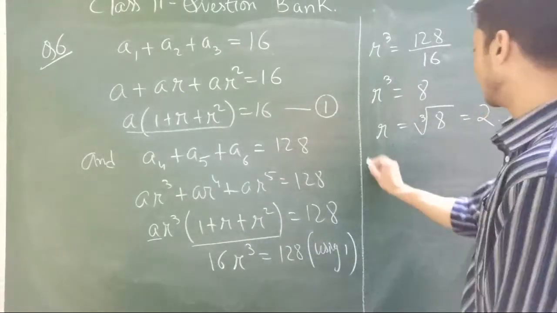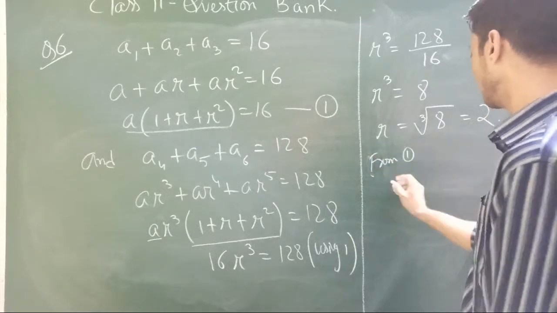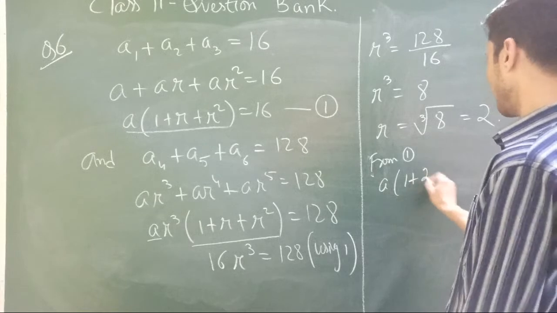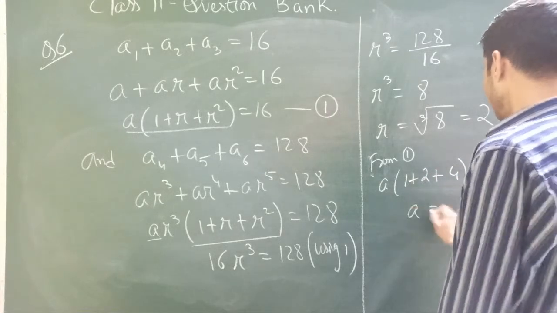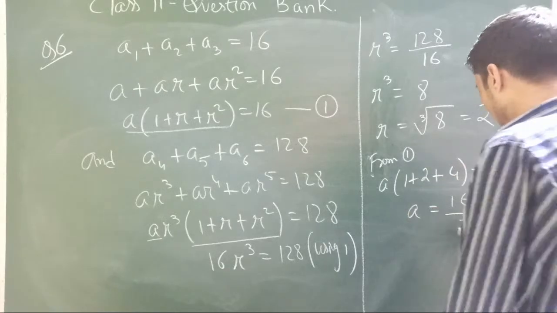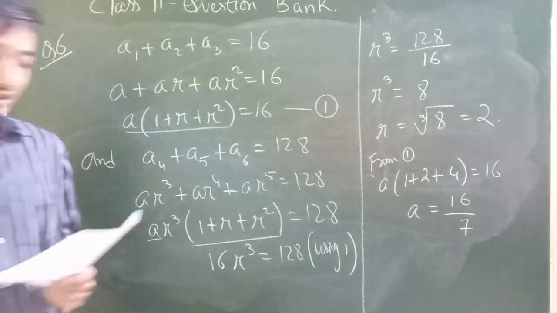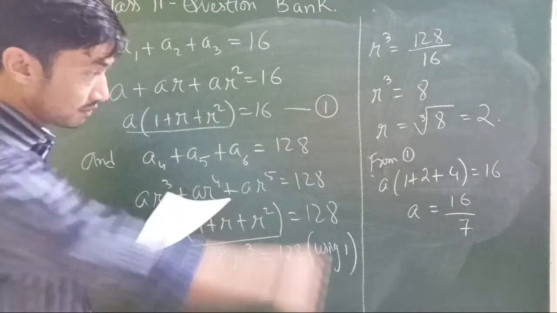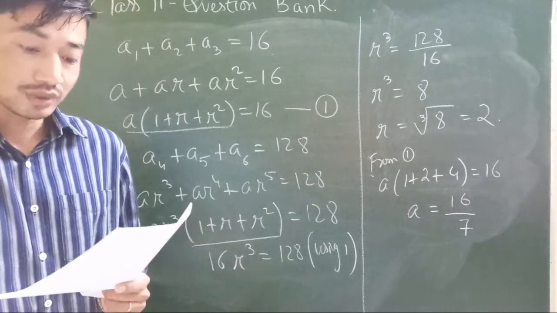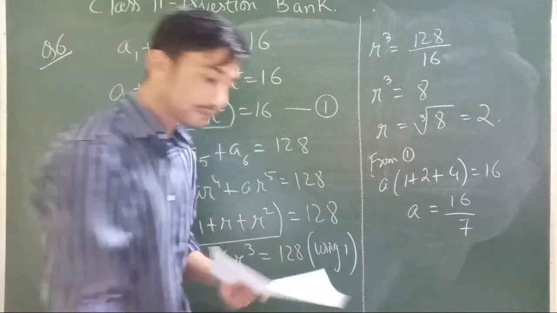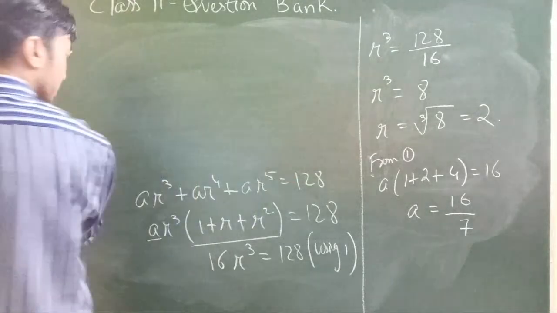Now what will be the value of a? From equation 1, a times (1 plus r plus r square), which is 7, equals 16. So a equals 16 by 7. So the value of a is 16 by 7, and that's what the question wants us to find out: determine the first term, 16 by 7, common ratio 2, and also the sum to n terms of the GP.